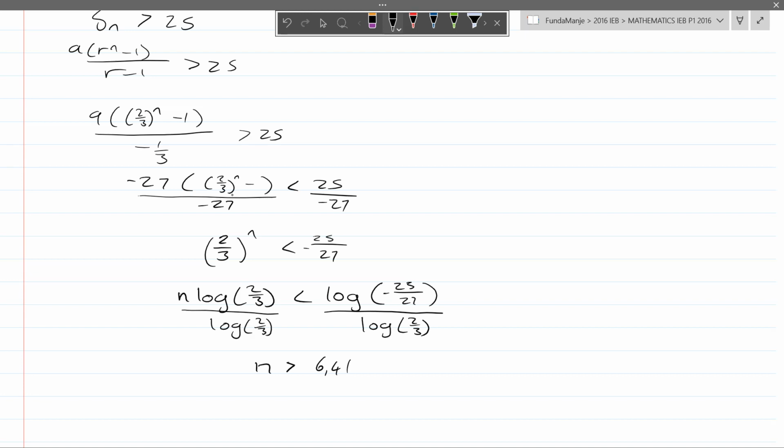But if we want it to be greater, we're going to need to pick a whole number because we know patterns can't be described by these decimal values. We need whole numbers to describe our positions. So only when n is equal to 7, because n cannot be 6. When n is 6, it will still be less than 25. So when n is equal to 7, that's when we'll have our sum of those first 7 terms being greater than 25.